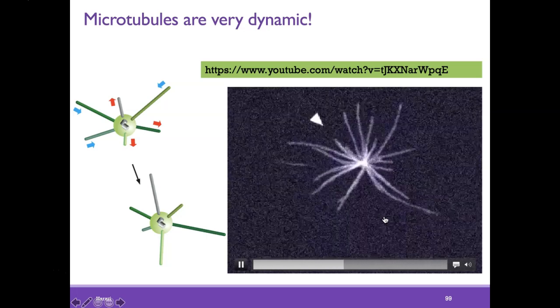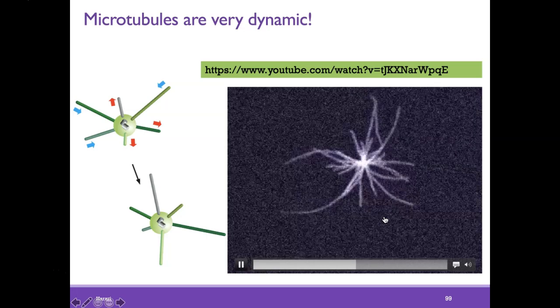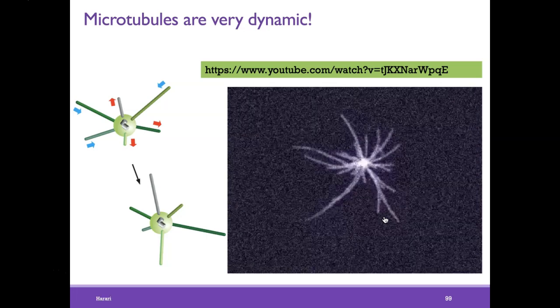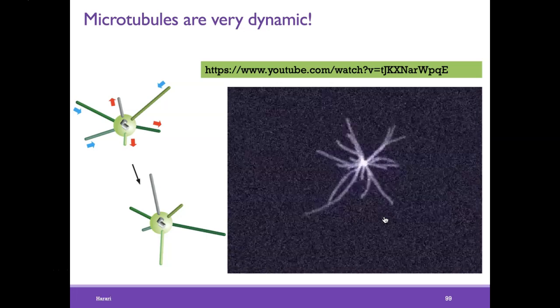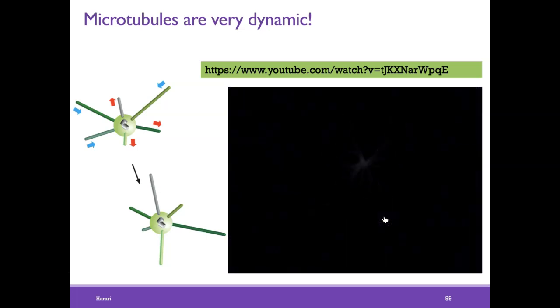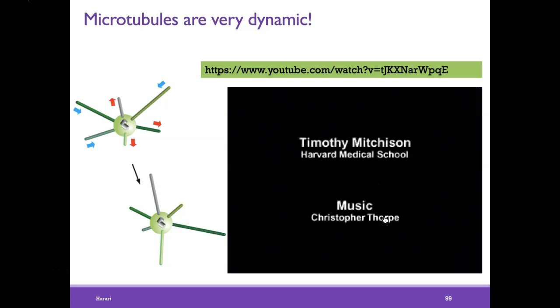So this is called dynamic instability. And this allows microtubules to go to every corner of the cell. So again, it's not just like train tracks. It's like a train track system that keeps on moving.